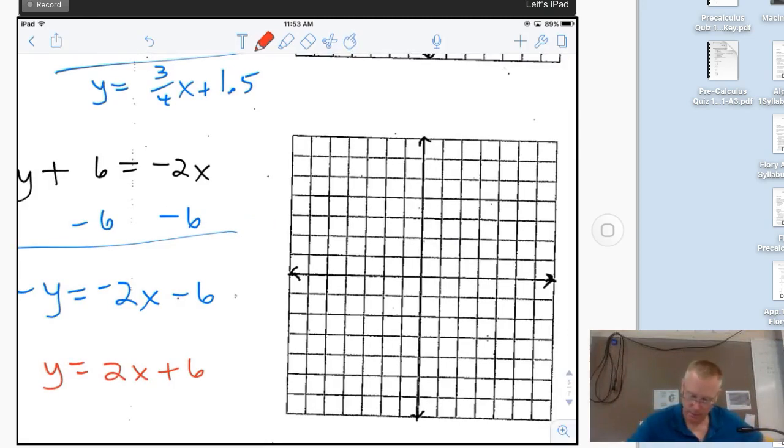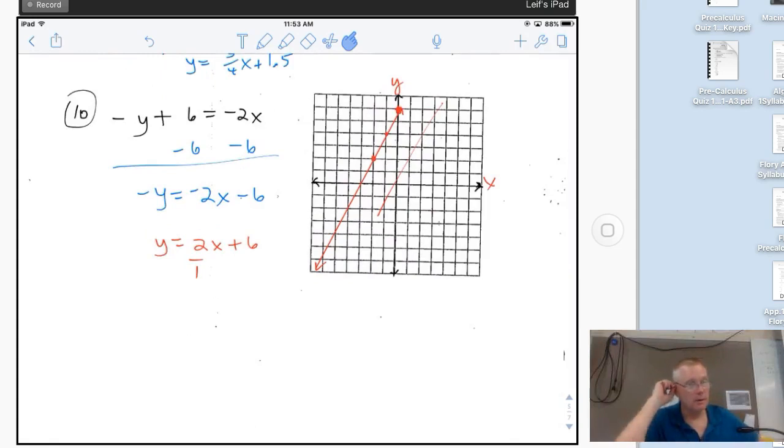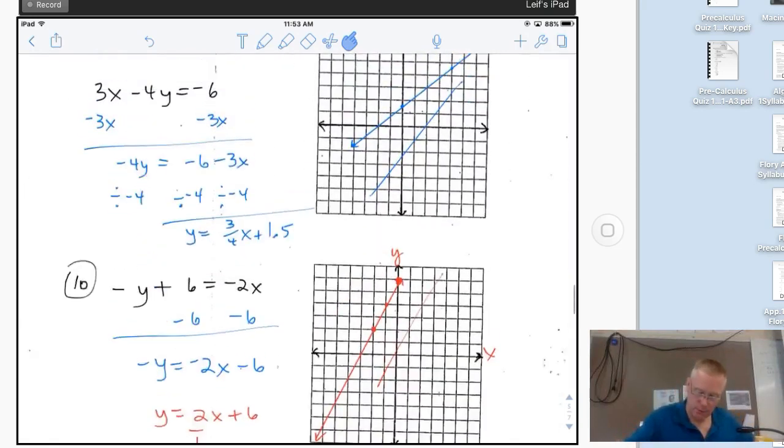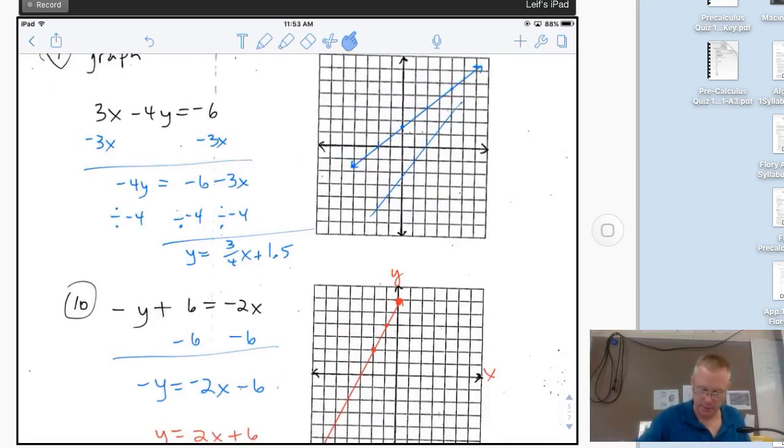1, 2, 3, 4, 5, 6 is here on the y-axis. Here's my x-axis. Slope is 2, positive slope. Positive slope goes that way, so I'm going to go down and to the left. Down 2, or this could be over 1, down 2, left 1, and I'm going to make my line now. And that's it. All right, so there's my graphing lesson for today on y equals mx plus b.